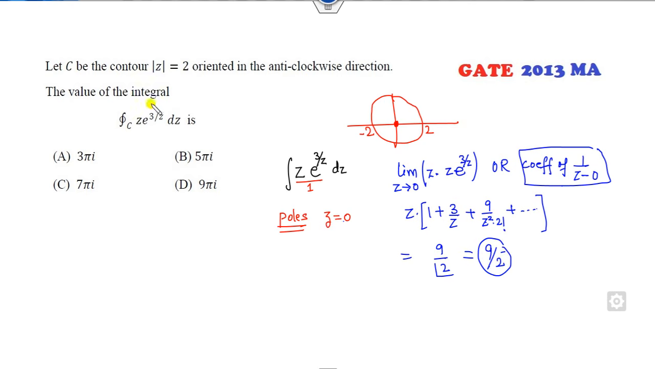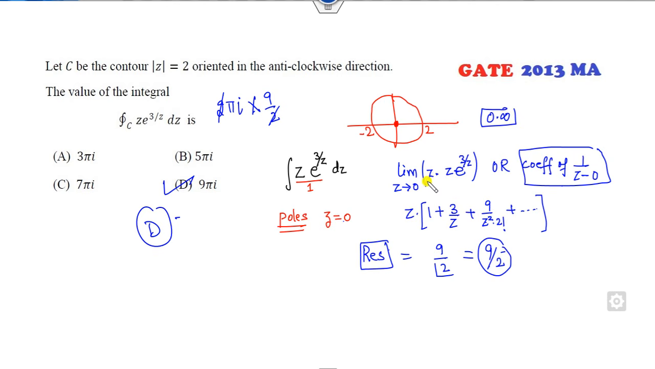So the value of the integration is, this is my residue. Fine. So 2 pi iota into residue. So 9 pi iota is the right answer of this problem. Otherwise, again you can see it's a 0 into infinity form. Fine. If you take z as 0, then you have to write this function as 1 over z square. Then it's an infinity over infinity form. Apply the L'Hopital rule, and then again you will get the same 9 pi iota.